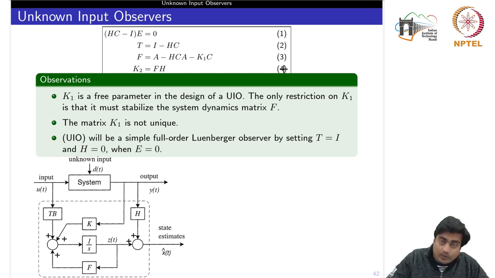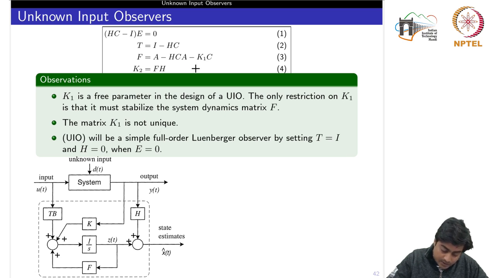So these four equations, which are the key equations for designing the UIO, here you would notice that we have not used K1 and K2 for any purpose. So basically K1 is a free parameter which ensures the Hurwitzness of this F matrix. So this matrix K1 possibly won't be unique.